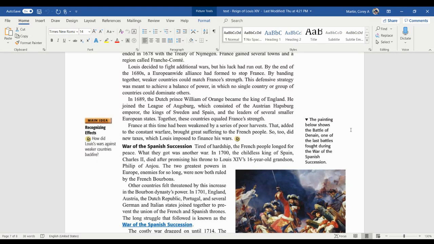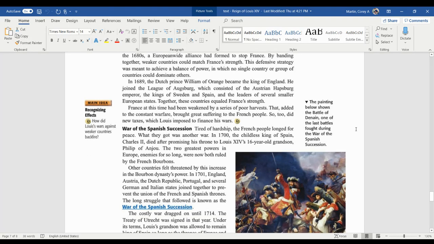He joined the League of Augsburg, which consisted of the Austrian Habsburgs emperor, the kings of Sweden and Spain, and the leaders of several smaller European states. Together, these countries equaled France's strength. France at this time had been weakened by a series of poor harvests. That, added to the constant warfare, brought great suffering to the French people. So too did new taxes which Louis imposed to finance his wars.